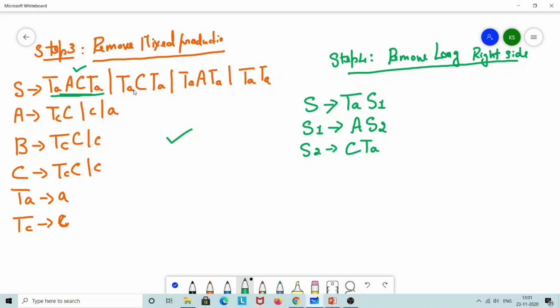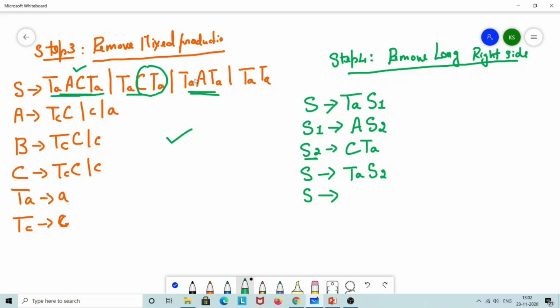Now coming to the next rule, this again can be written as TA. And what is CTA? CTA is nothing but S2, what we have defined here. So I can write this as S TA S2. Done. Again, we'll go to this one.